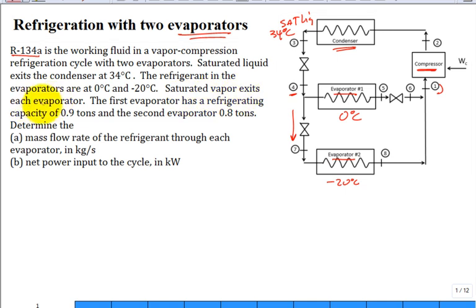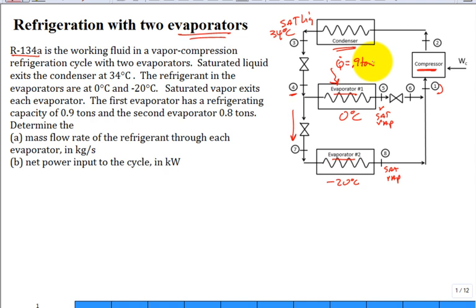Saturated vapor exits each evaporator. So right here at this state is saturated vapor. And at this state, did they tell me state 6 or state 5 is saturated vapor? Which one is saturated vapor? 5. It'd be easier if I assumed 6 was, but that's not true. So this is saturated vapor here at state 5. The first evaporator has a refrigerating capacity of 0.9 tons. That means the rate at which heat is being picked up is 0.9 ton. You could turn that into kilowatts.